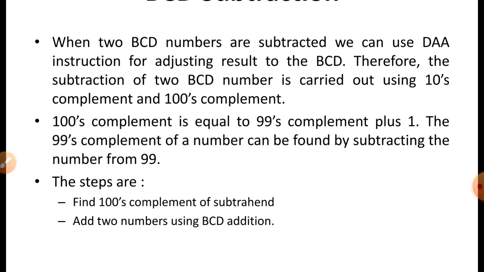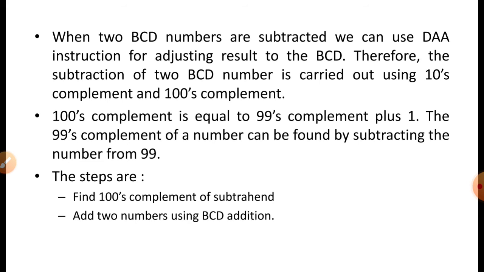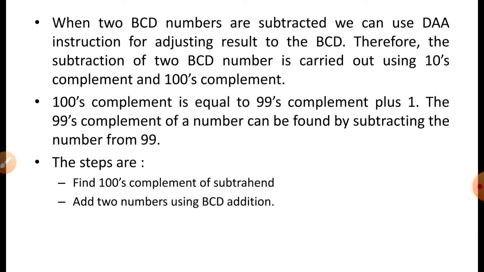The 100's complement is nothing but we take the 99's complement and then add 1. If we have to take the 10's complement, we take the 9's complement and add 1. Now what is the meaning of the 99's complement? For any number whose 99's complement we want, we subtract that number from 99. Whatever is the result, that will be the 99's complement of that number.